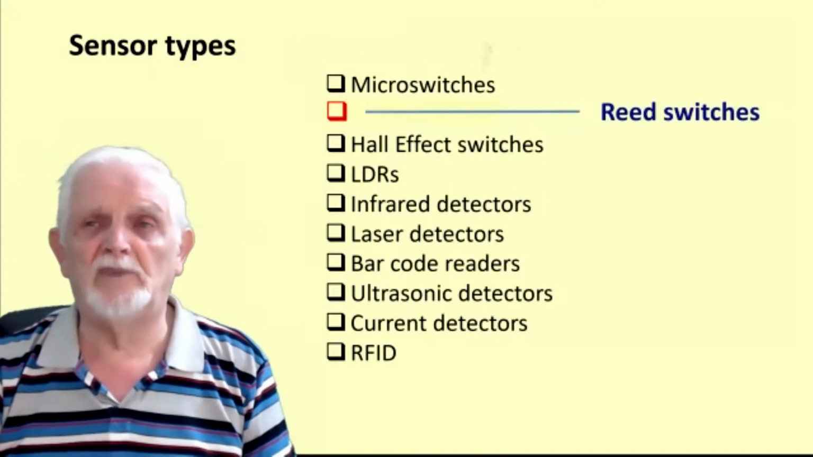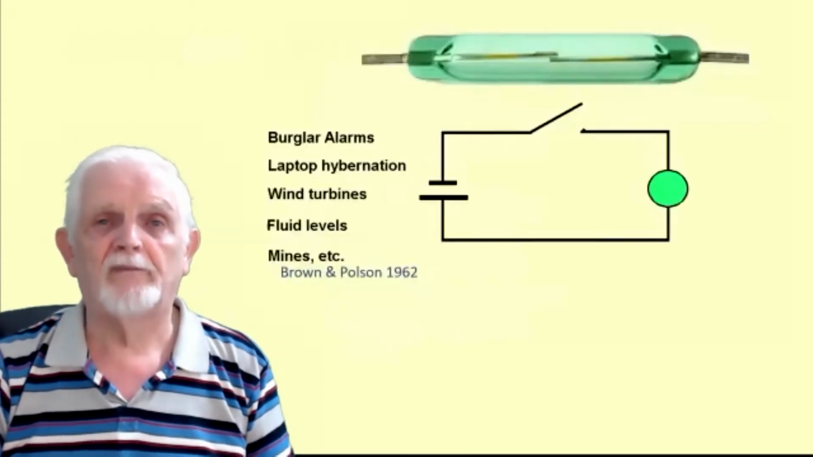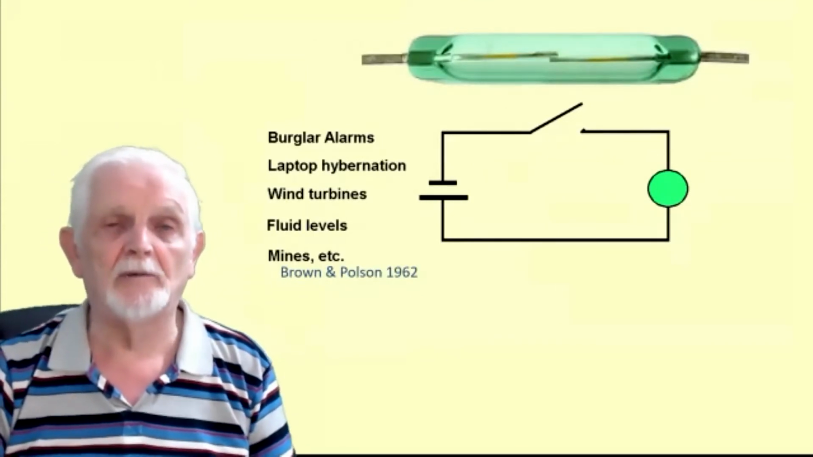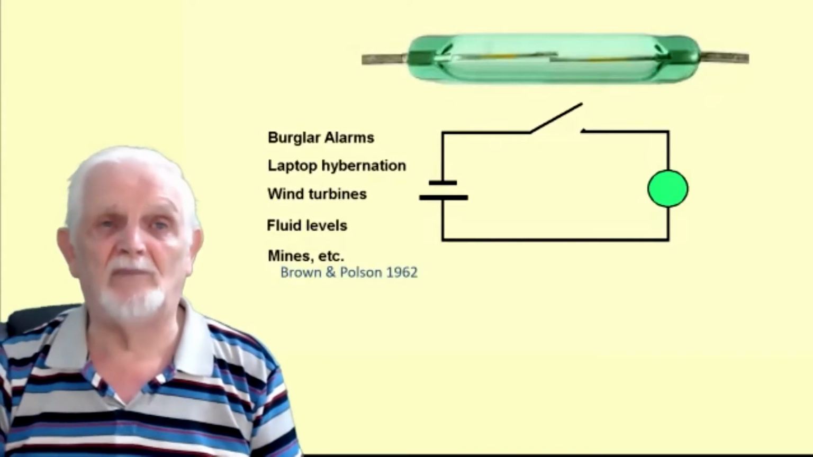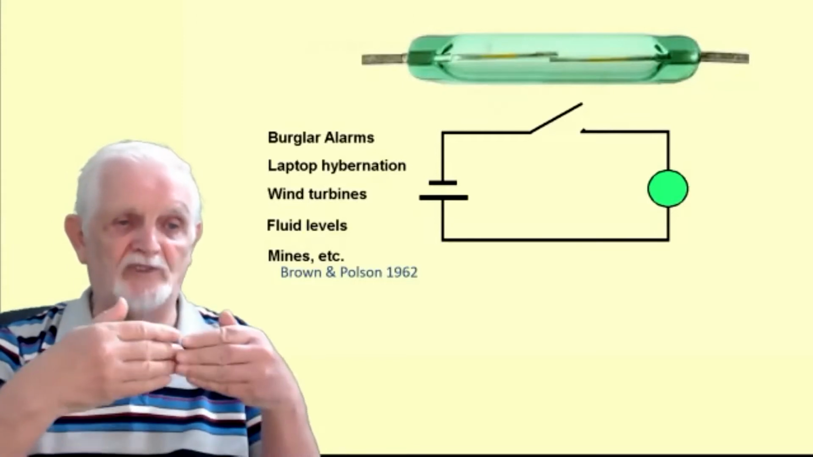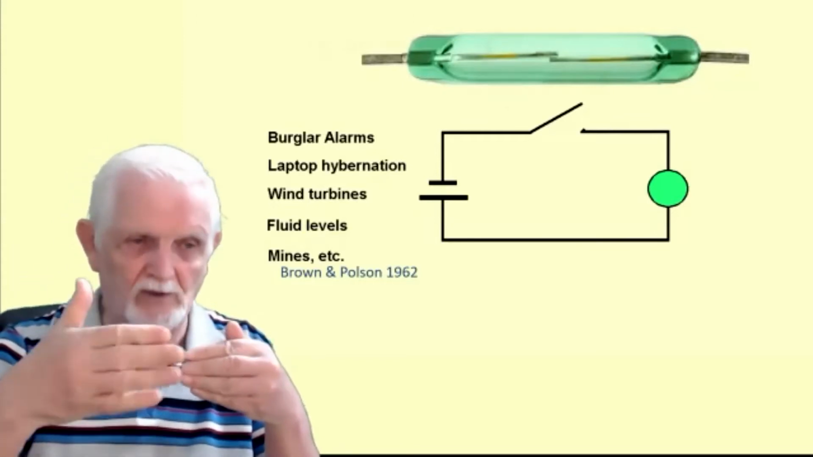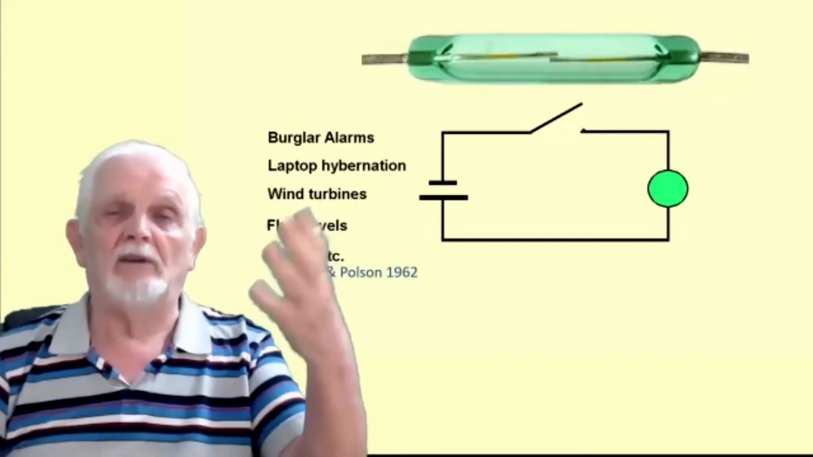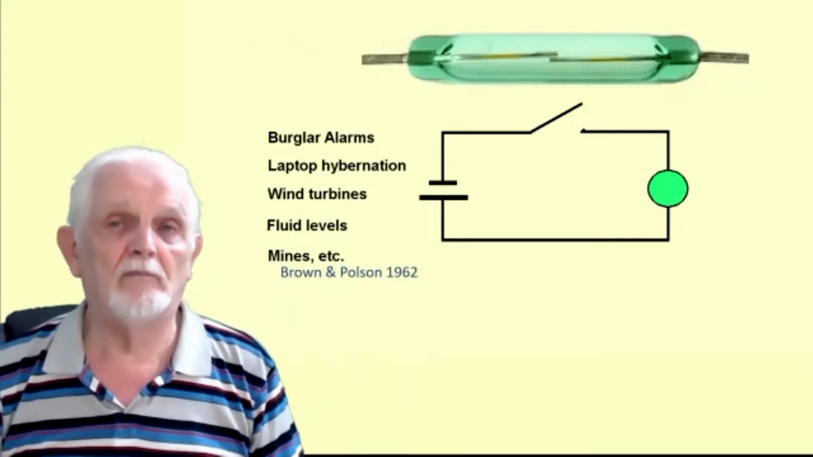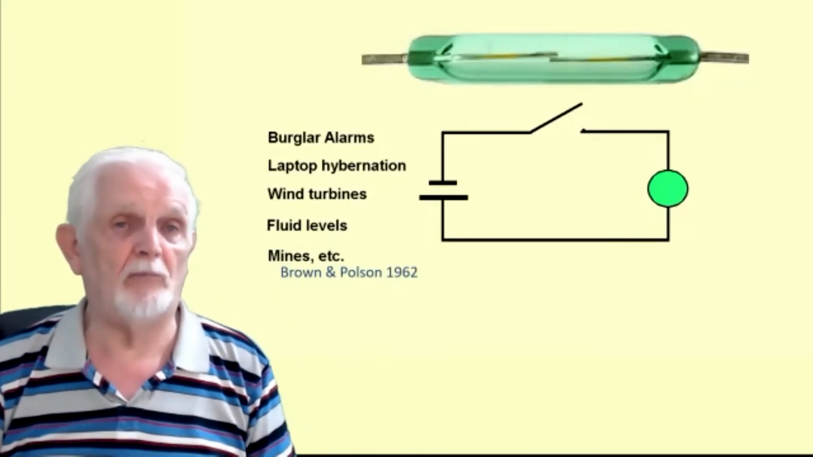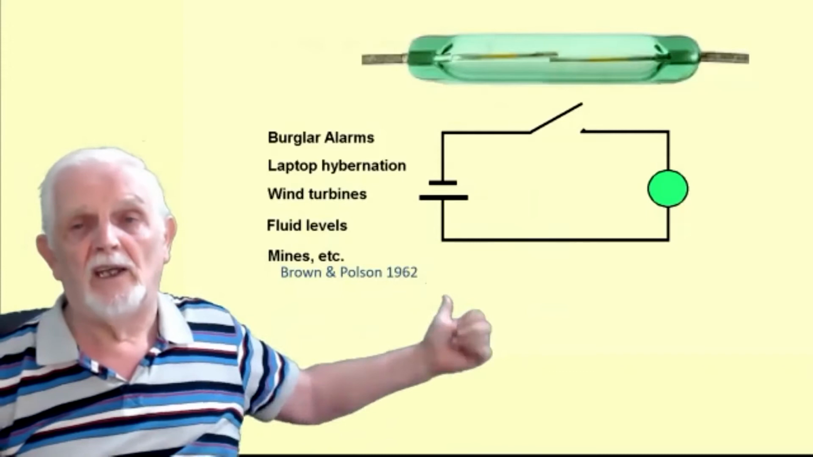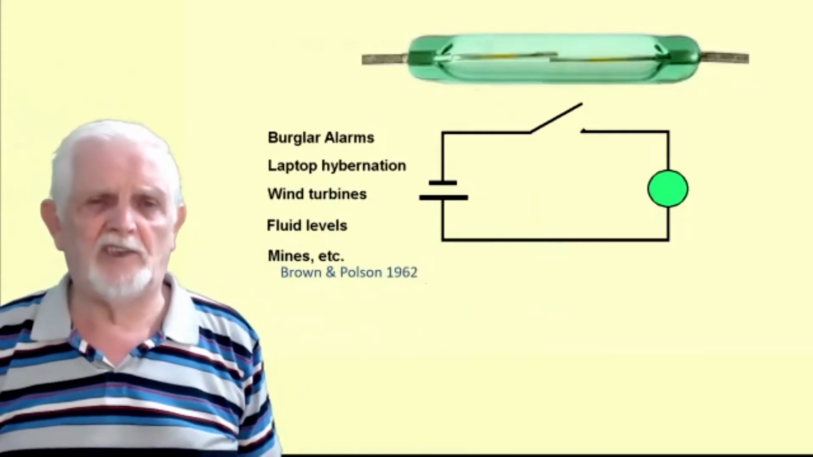Going up market a little bit, we have reed switches. A reed switch, very simple. It's a switch that's hermetically sealed and needs a magnet to make it operate. It's used a lot in burglar alarms. If a burglar opens a door, a magnet on the window or a door will move, and the magnet or the release of the magnet makes the reed relay change, bring on the burglar alarm. And other places like wind turbines, fluid levels, and anywhere where you've got a toxic environment.